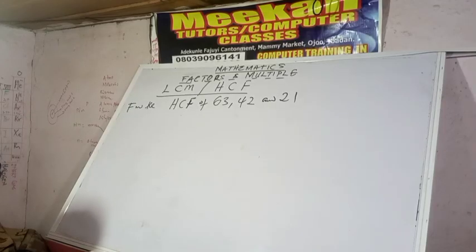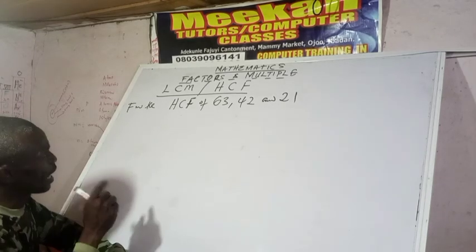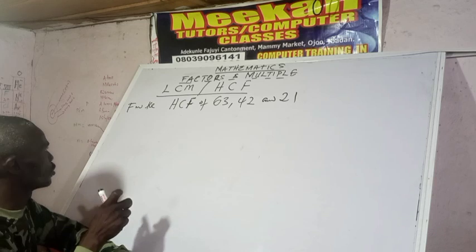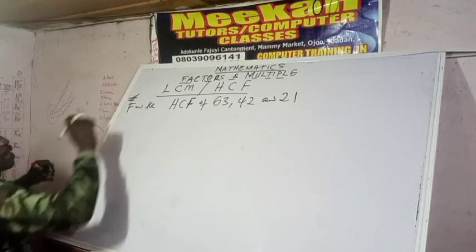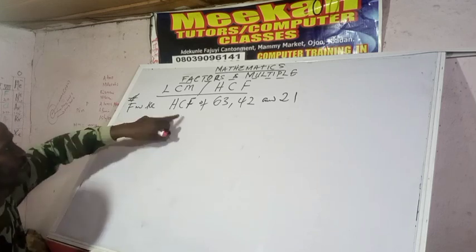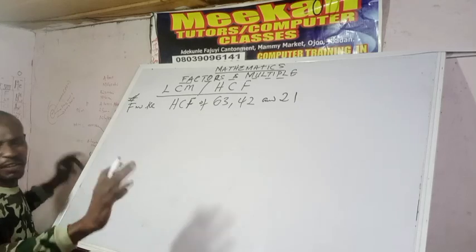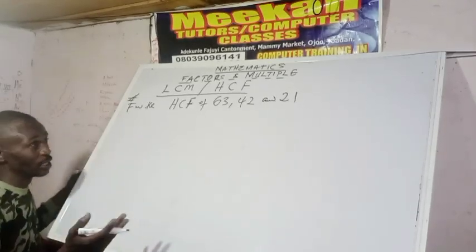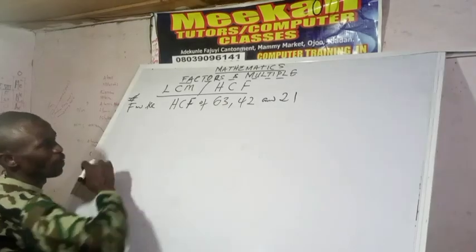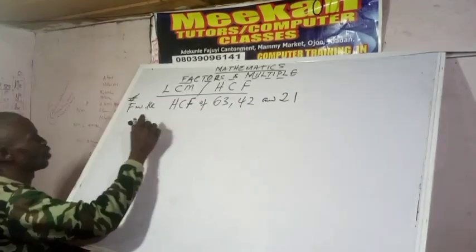Now, LCM and HCF. LCM, lowest common multiple, and HCF, highest common factor. Let's start with HCF. Let's understand what is HCF and how it works. We have different schools of thought and different methodologies when it comes to this. Now, please see the way I'm going to do it here. HCF of this: find the factors of this.